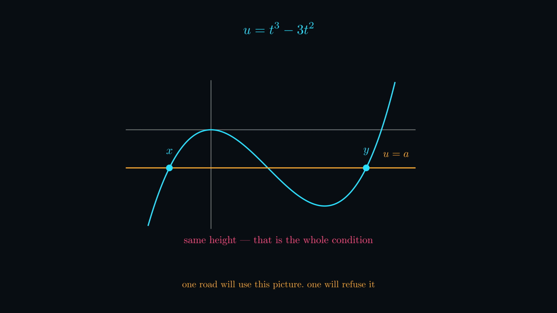Saying that x and y give the same value is saying that the 2 points sit at the same height on the curve. The condition was never really about cubes at all. It was about a horizontal line and where it cuts. Once you see it that way, the whole problem becomes a question about intersections, which is the kind of question a picture can answer. Keep that image. One road will use it, and one road will refuse it.